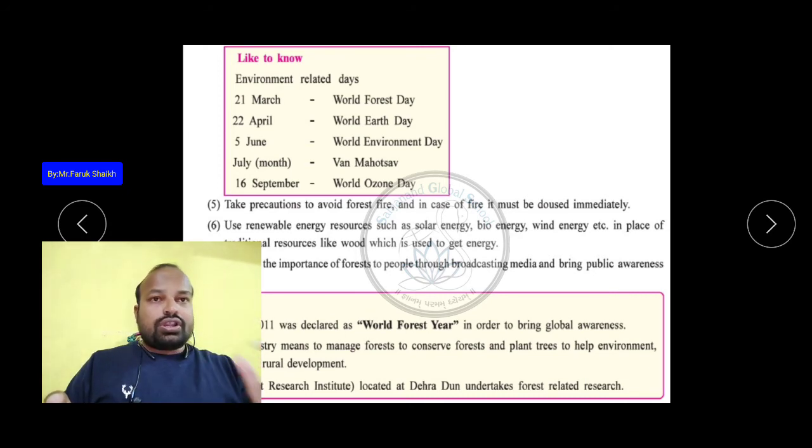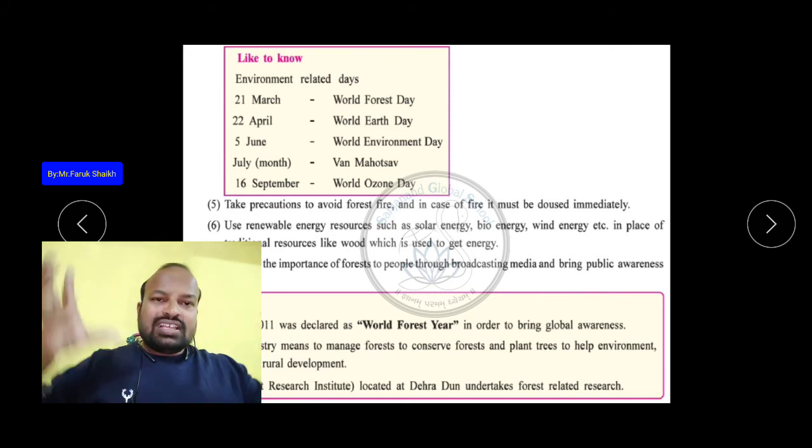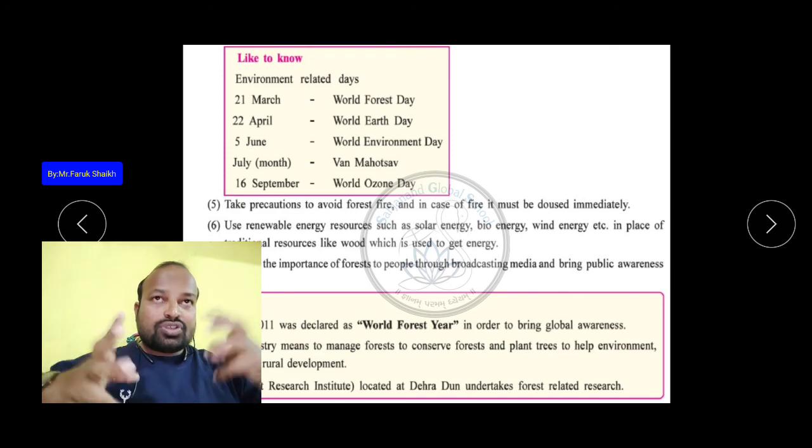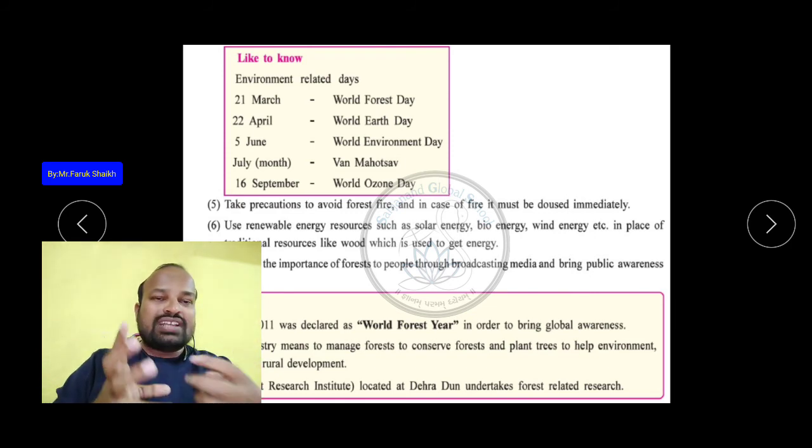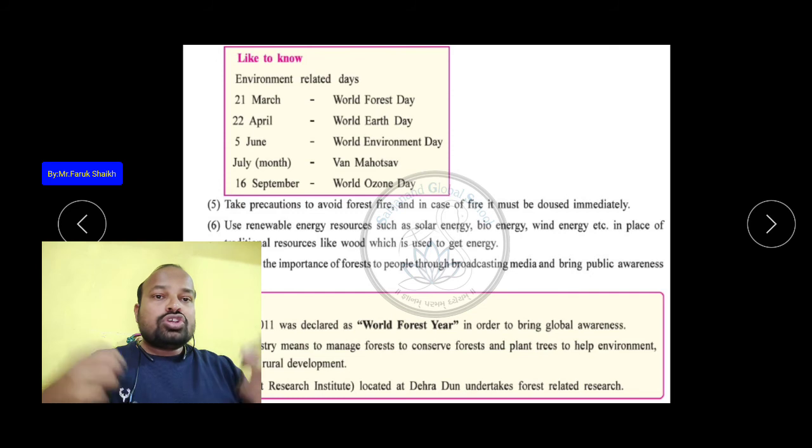Then 22nd April is the World Earth Day. Then 5th June is the World Environment Day. Then the July month, this whole month we celebrate as Van Mahotsav, because in this month there is also raining, and because of the raining the land has moisture, there is also humidity in the atmosphere, so this is the favorable atmosphere for the growing of plants. That is why the July month is celebrated as Van Mahotsav.